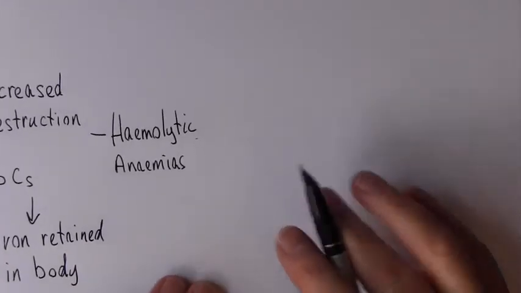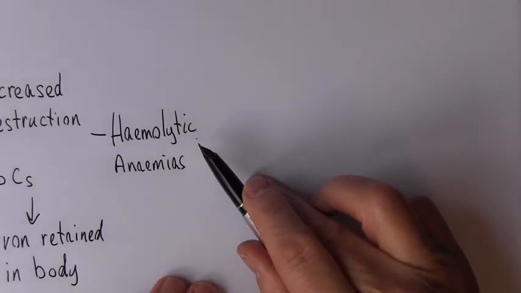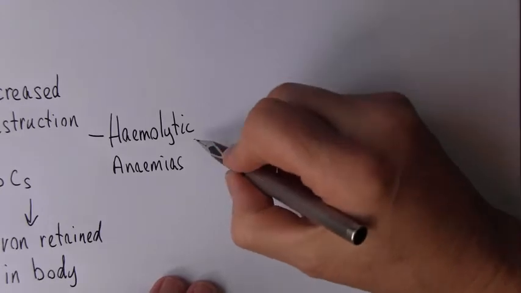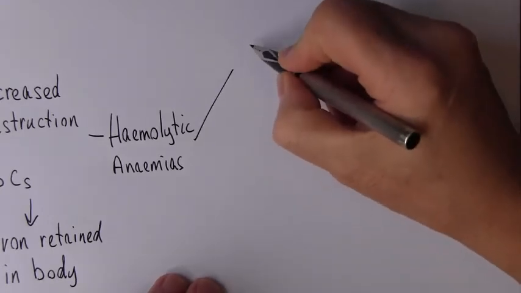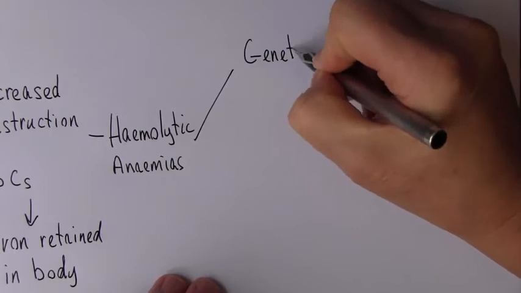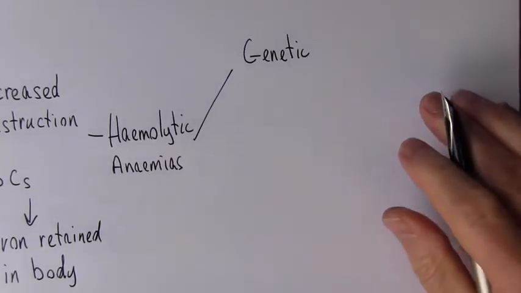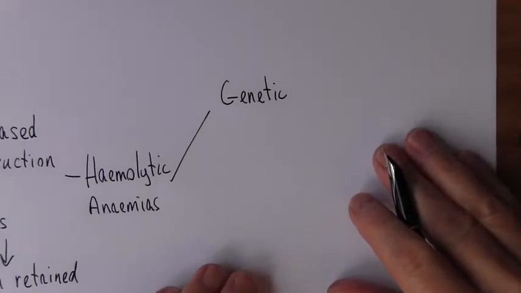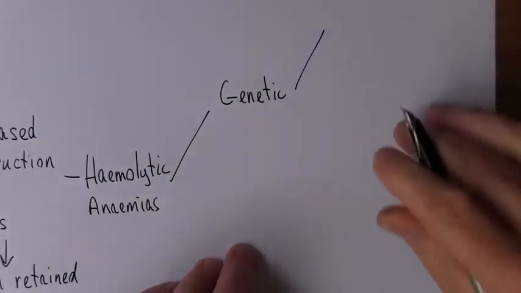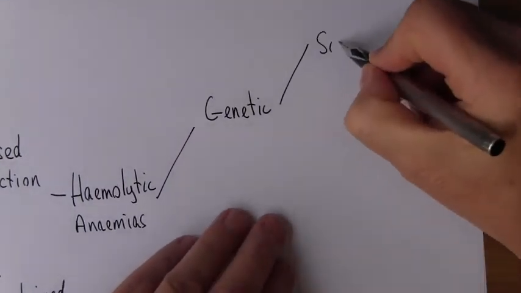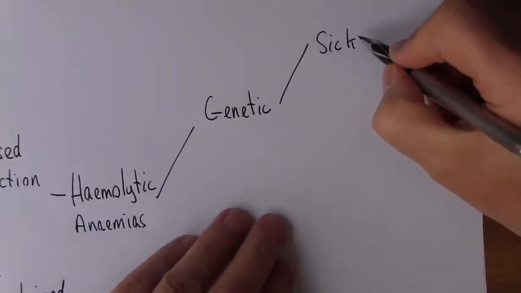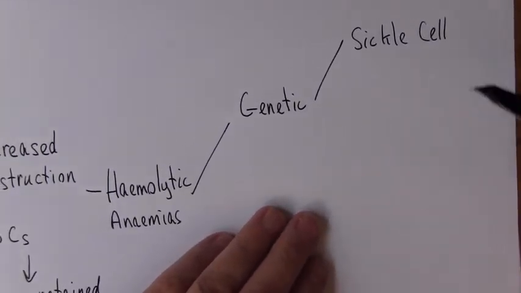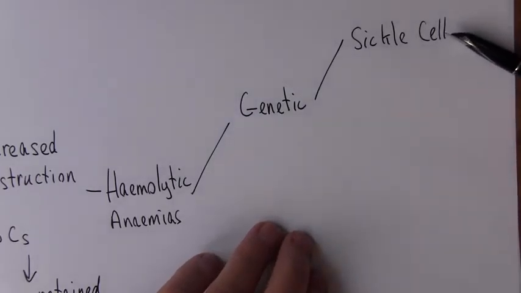So what can cause the haemolytic anemias? What can cause the excessive breakup of the red blood cells? Well, this can be for genetic reasons. Several genetic conditions can predispose to this. And perhaps the best known of these is sickle cell disease, resulting in sickle cell anemia.